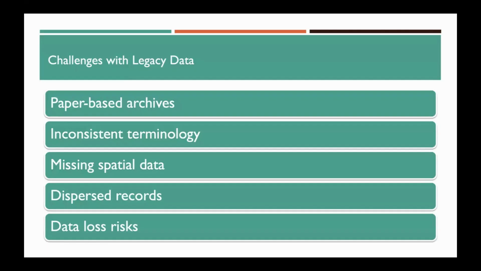A key issue is inconsistency in terminology. For example, the same site might be described differently depending on the researcher, the language, or the period. I'm sure that most of you have seen this before. Sites like Meroe, for example, are written in a lot of different ways, such as Jebel Barkal, Gebel Barkal, or just Barkal.